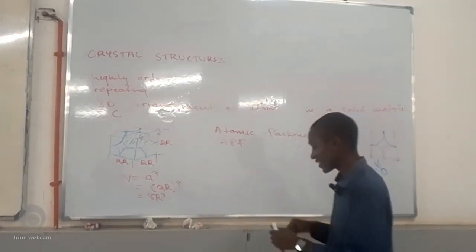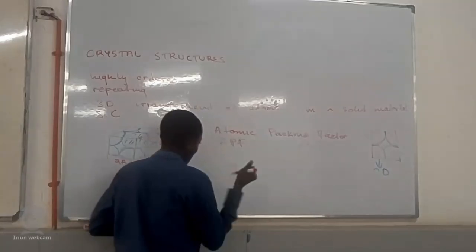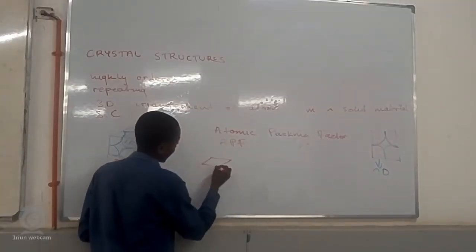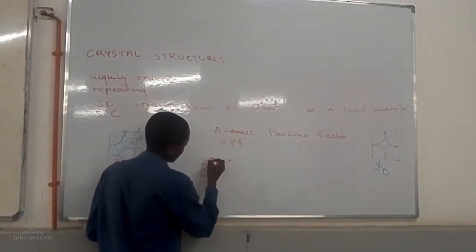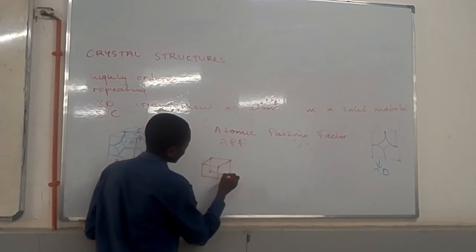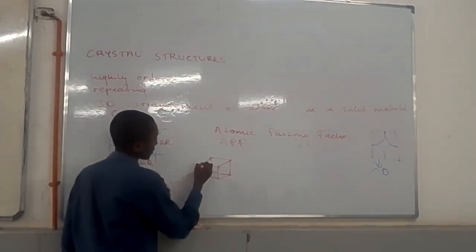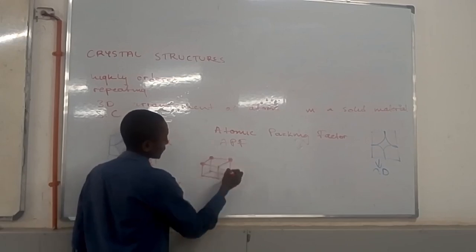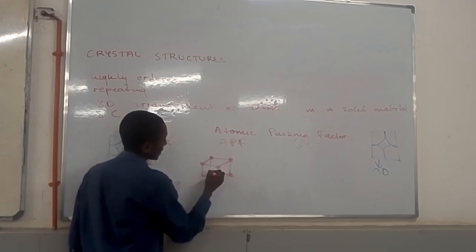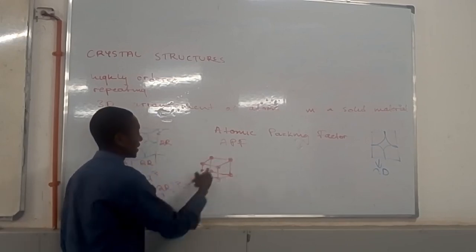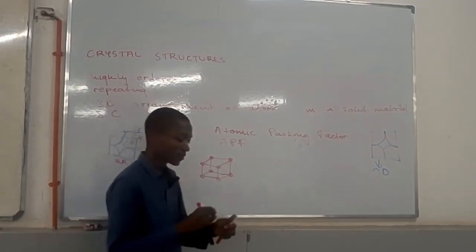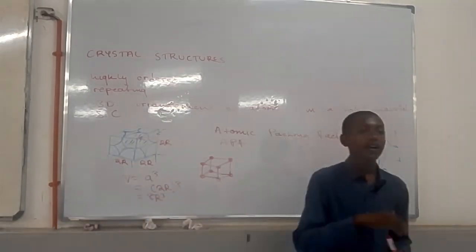Okay, so he's saying that this box, if we drew it like this, we see that it has what? It has 8 corners, right? And on each corner there is what? An atom. On each corner there is an atom. Hence, this has got 8 atoms. That's what he's saying.